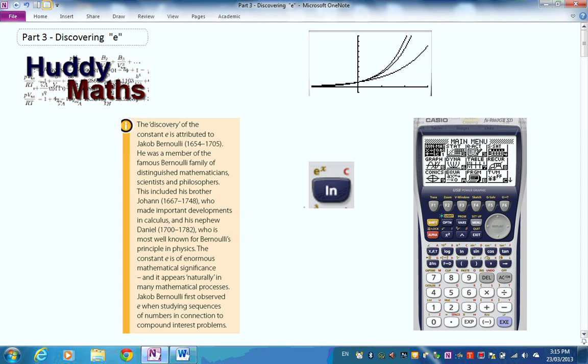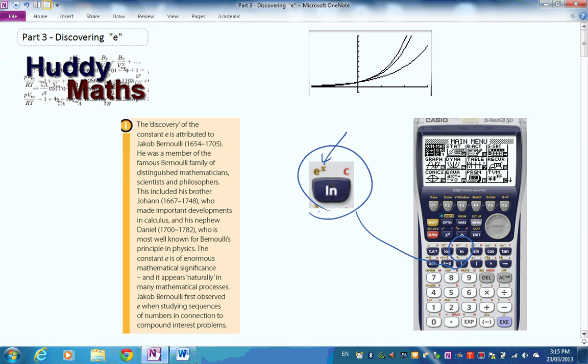And do you realise, have you discovered it on your calculator? There is a button there, and down here is that button. And it's got this little e to the x on top. It's been hiding there all the time, so we're going to discover it today.